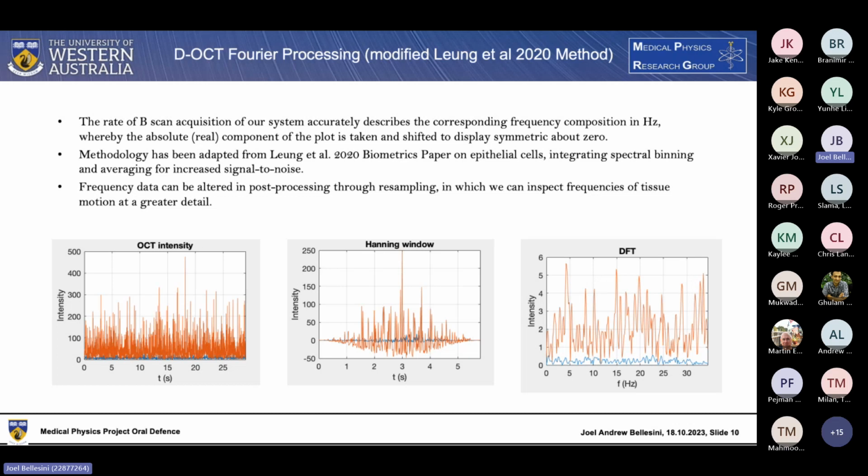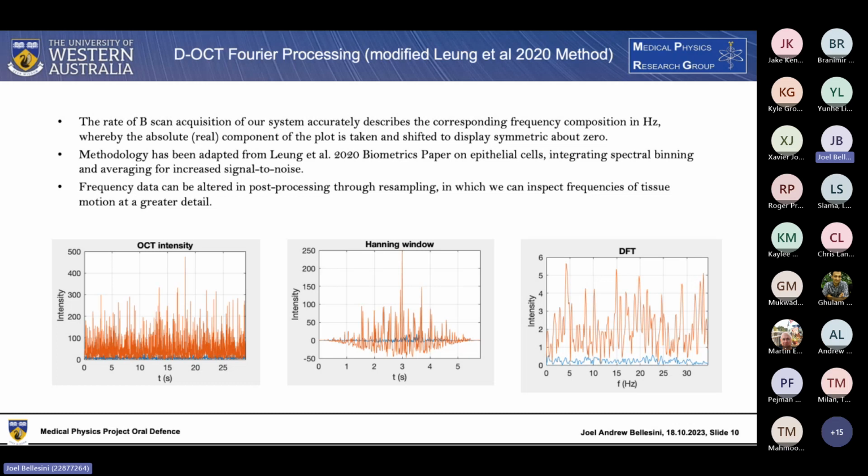And it's also useful to know that frequency data can be altered in post-processing through resampling. We can't increase our frequency limit, but we can, say, take every second point in our OCT interferogram and separate them into segments, and then be looking, with greater detail, at a lower frequency range, which means we can inspect frequencies of different tissue motions in greater detail.